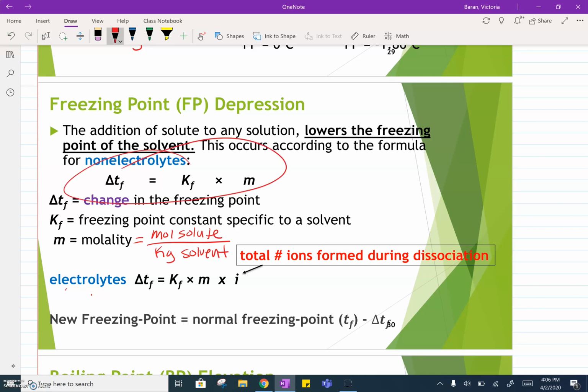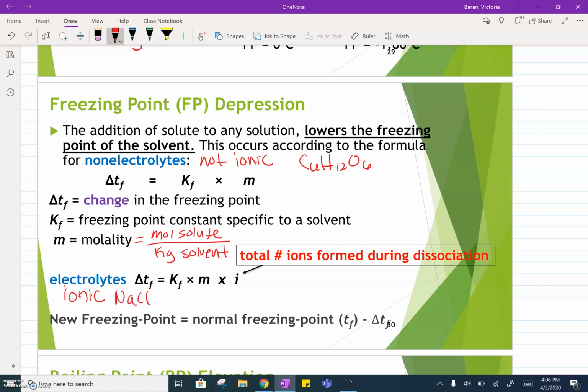Now this equation is for non-electrolytes. Non-electrolytes are pretty much any compound that is not ionic. So things like carbon-based molecules like C6H12O6, which is glucose, that would be an example of a non-electrolyte. Versus electrolytes, these are all your ionic compounds. So anything with a metal and non-metal. So an example would be NaCl.